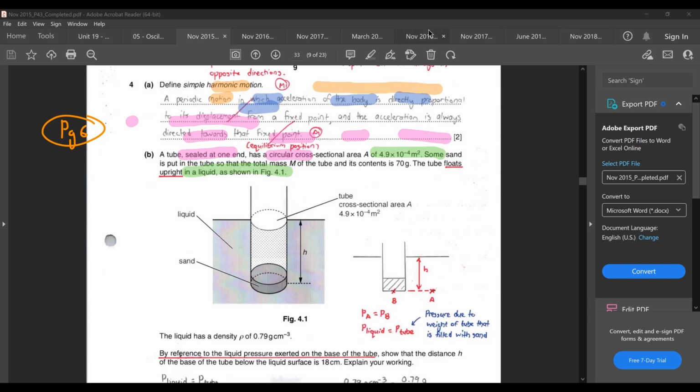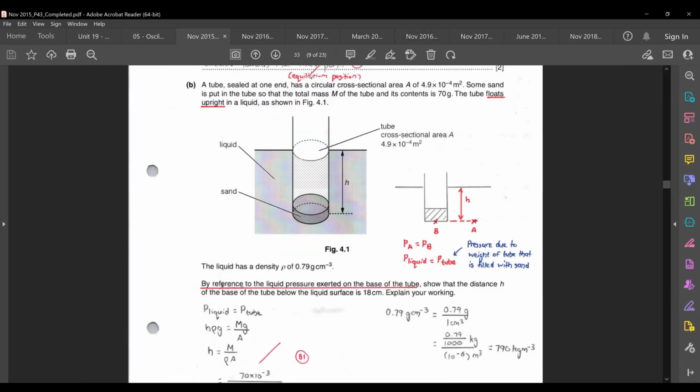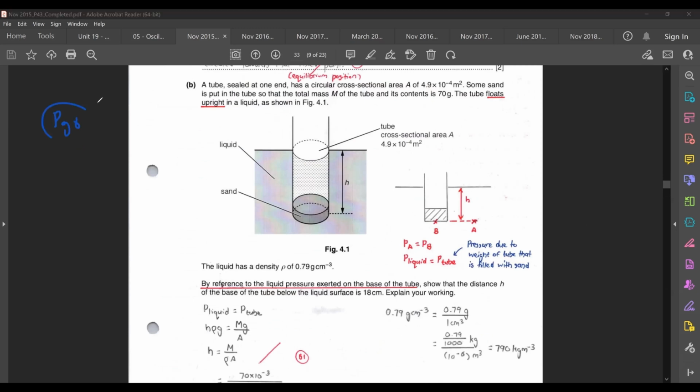Okay, then after that you move on to part B here. They told you that there's a tube sealed at one end that has circular cross-sectional area A of 4.9 times 10 power minus 4 meters squared. Some sand is now put in the tube so that the total mass M of the tube and its contents is 70 grams. The tube floats upright in a liquid as shown in the figure below. And then subsequently, they mentioned that the liquid here has a density rho of 0.79 gram per centimeter cube.